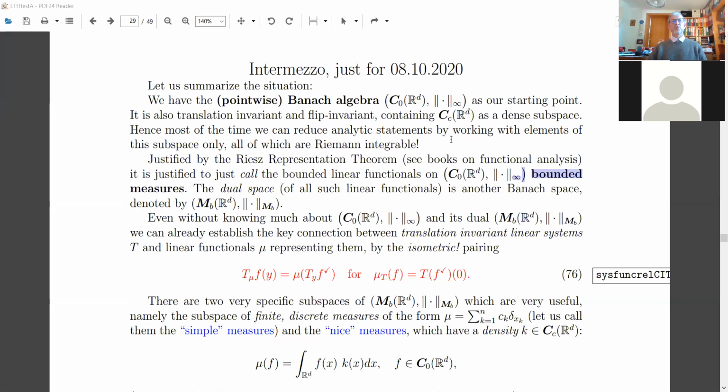Then we realized that we need the linear functionals on such a Banach space, and they are also forming a Banach space with the natural norm, which is the size of a linear functional. This is the dual space, also called the space of bounded measures. The terminology, the word measure, is justified by the Riesz representation theorem, which means in functional analysis or measure theory courses, you will learn about these functionals as the integral over R^d of f(x) d mu(x).